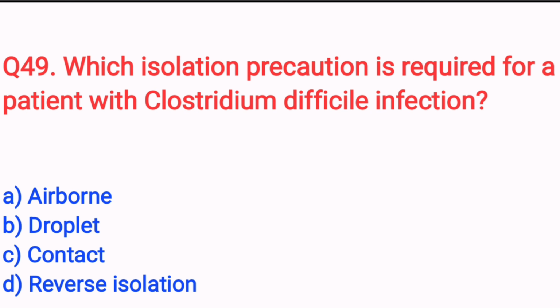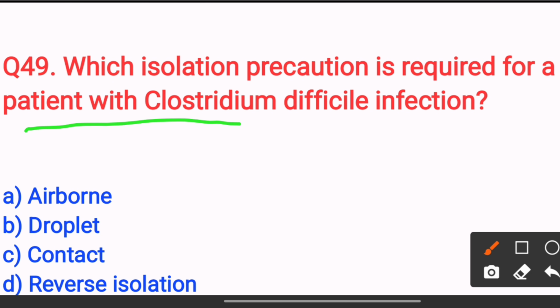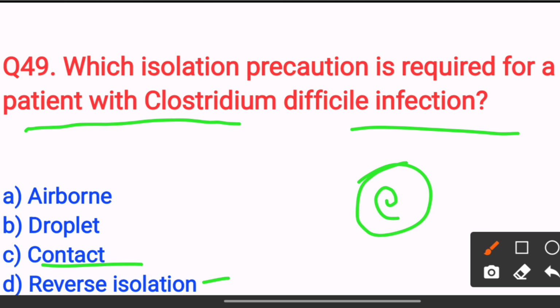Which isolation precaution is required for a patient with Clostridium difficile infection? Option A, airborne. Option B, droplet. Option C, contact. Option D, reverse isolation. The answer is option C, contact.